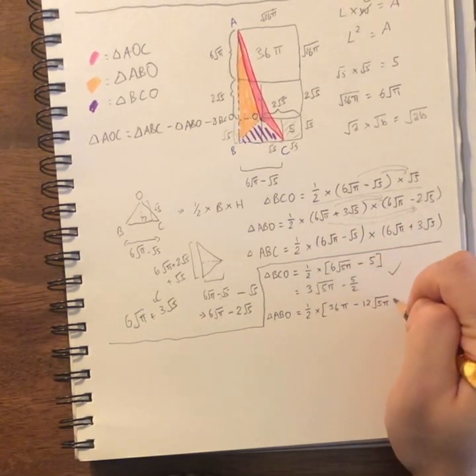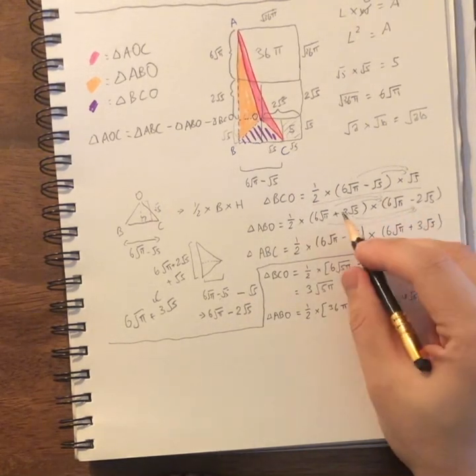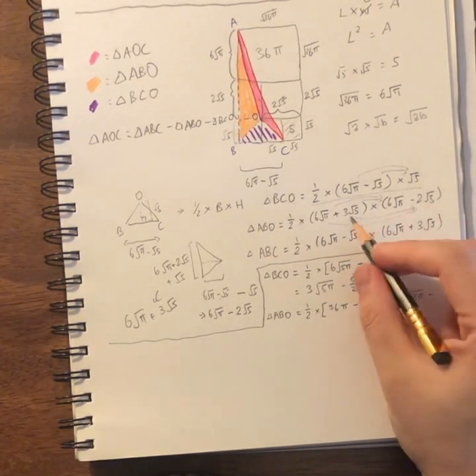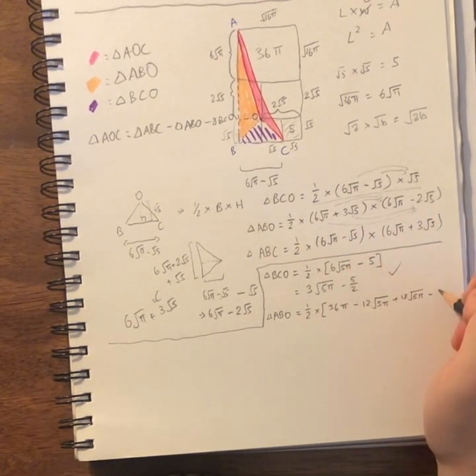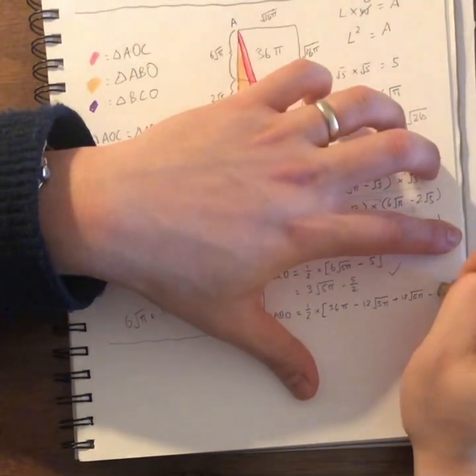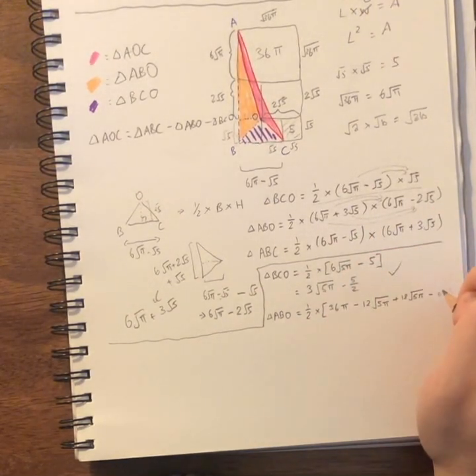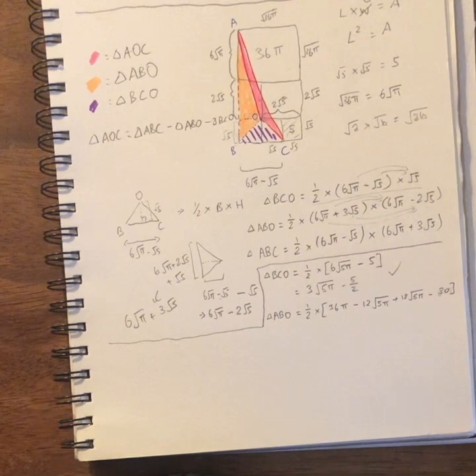And then this one over here, I'm going to go plus 18 root 5 pi. Plus times a minus is a minus. 6 times 5, which is 30. So let's change that up, because root 5 times root 5 is just 5. That's 30 over there. And okay, looks quite nice.